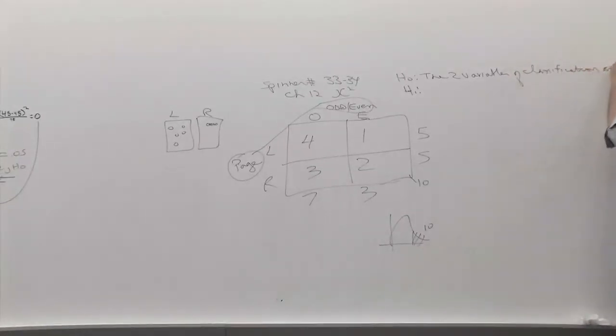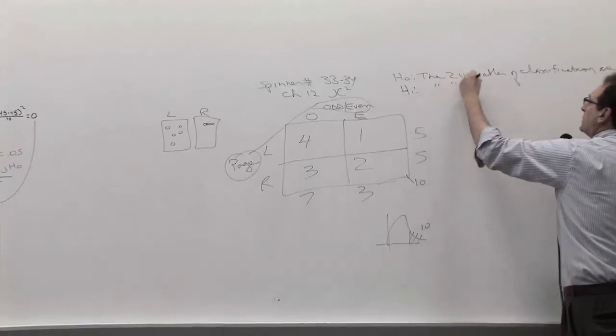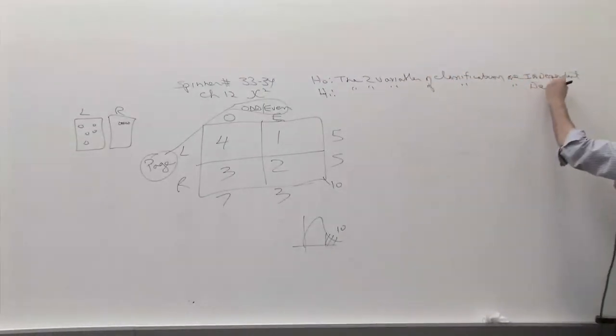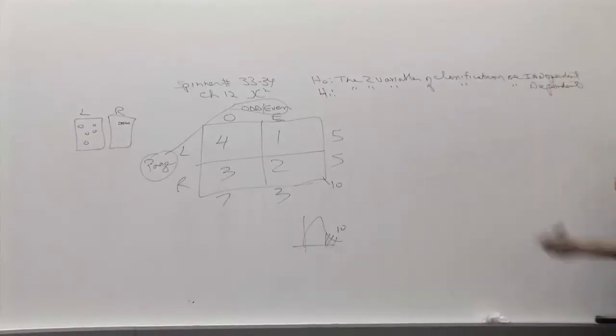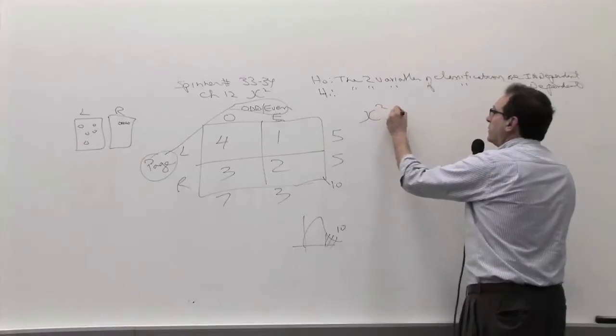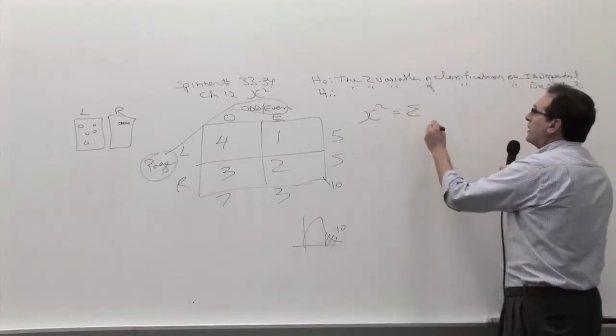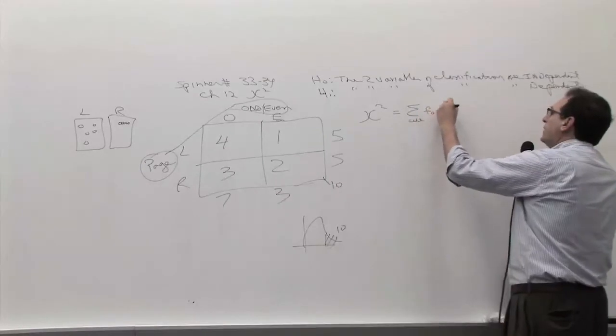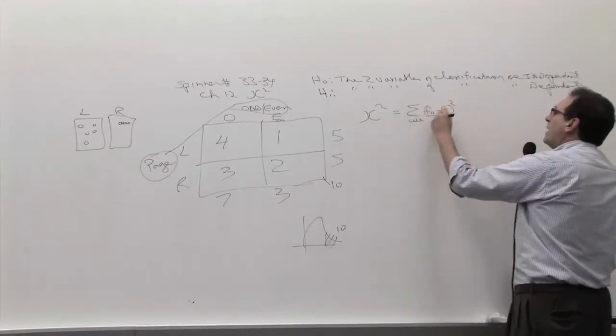H0: the 2 variables of classification are independent, versus the H1: the 2 variables of classification are dependent. Those are the only 2 possibilities. It's the whole chapter. The data, the formula, the chi-squared formula, which you guys have been working out for the last few minutes, is FO minus FE squared over FE.